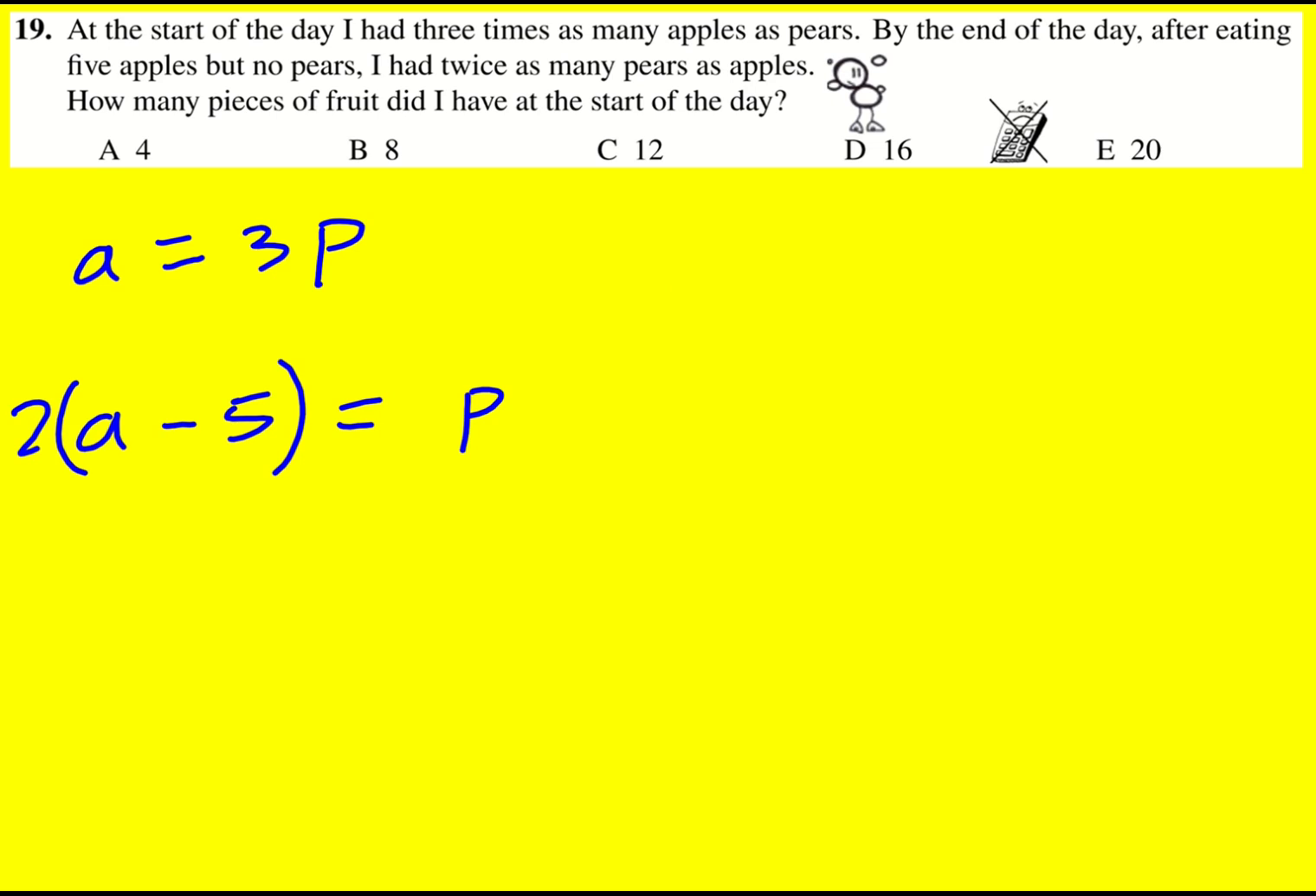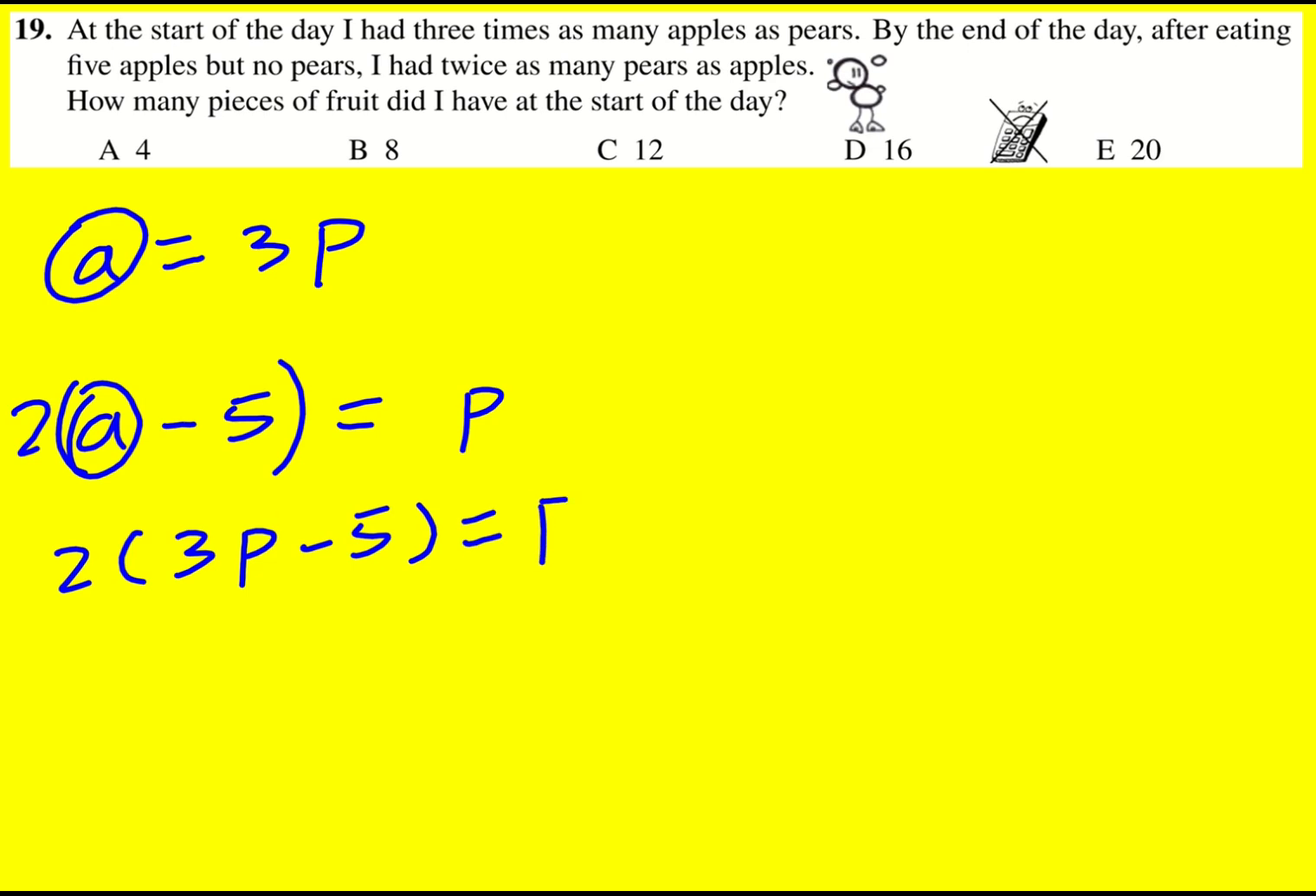Well, what I can do essentially is because I've got the number of apples here and the number of apples here, I can just replace this by 3p. So it's going to be 2 times 3p minus 5 is equal to p. And now I've got an equation to solve. I can expand the bracket. 6p minus 10 is equal to p.